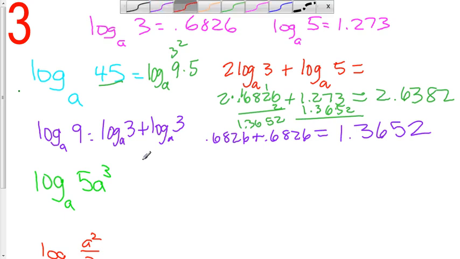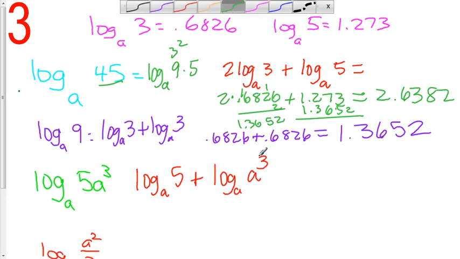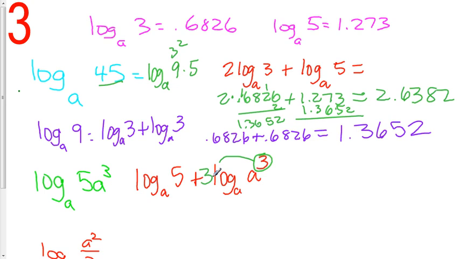Our third example, log base A of 5a cubed. You can break this apart and say log base A of 5 plus log base A of a cubed. And because that's an exponent, this can be pushed to the front, so 3 times log base A of a plus log base A of 5. And we know log base A of 5 is equal to 1.273. And log base A of a is 1, times 3 is 3. So you will get a final answer of 4.273.